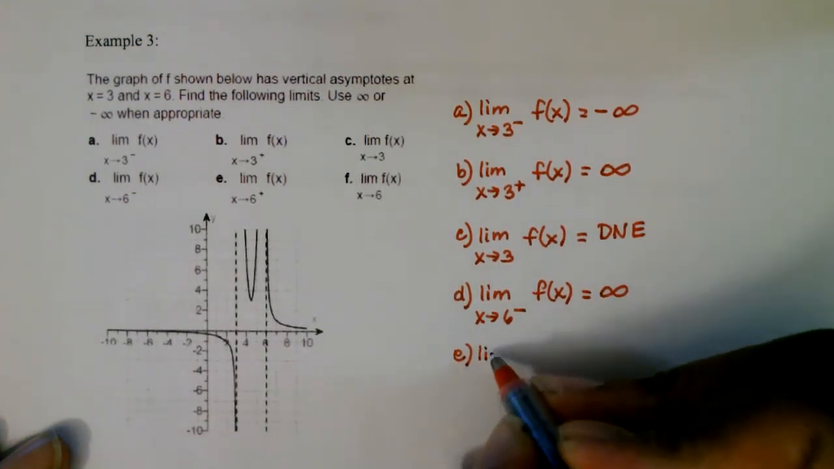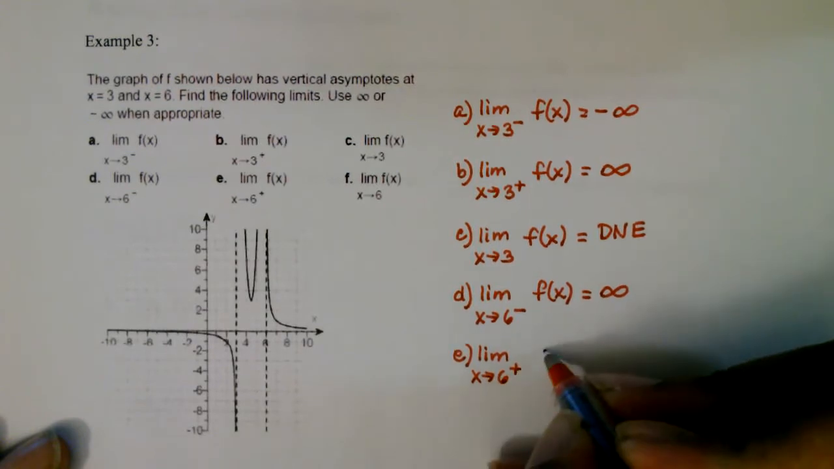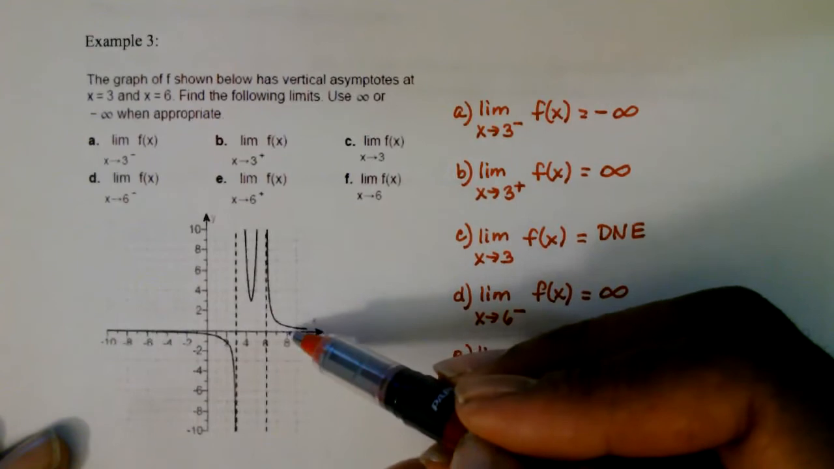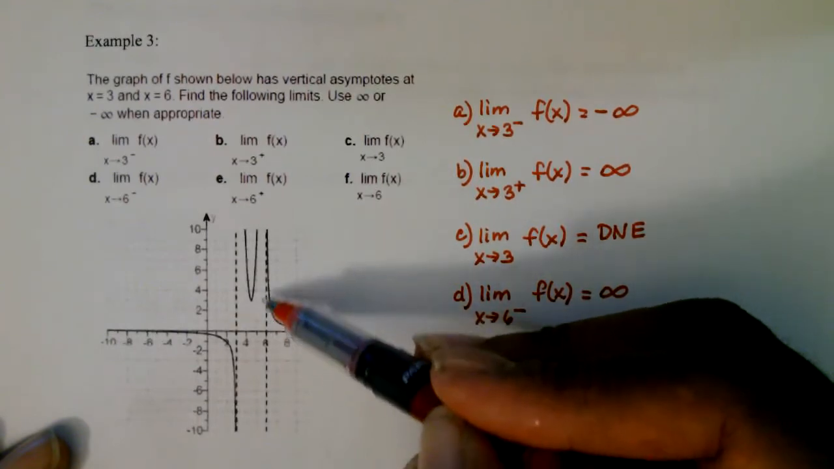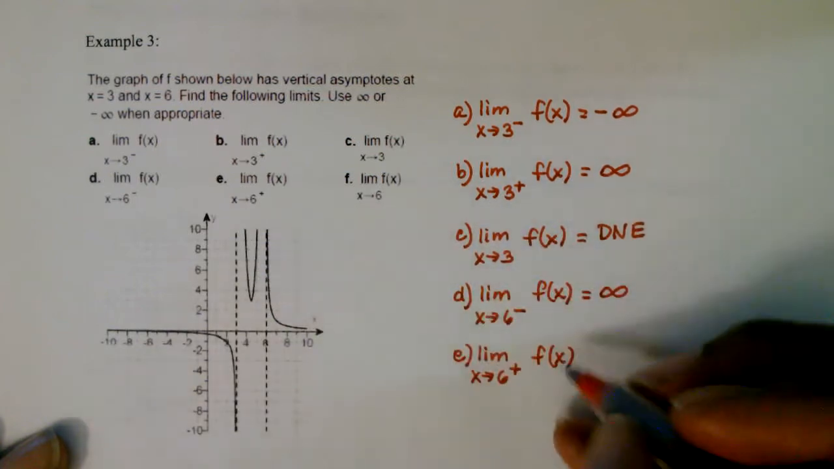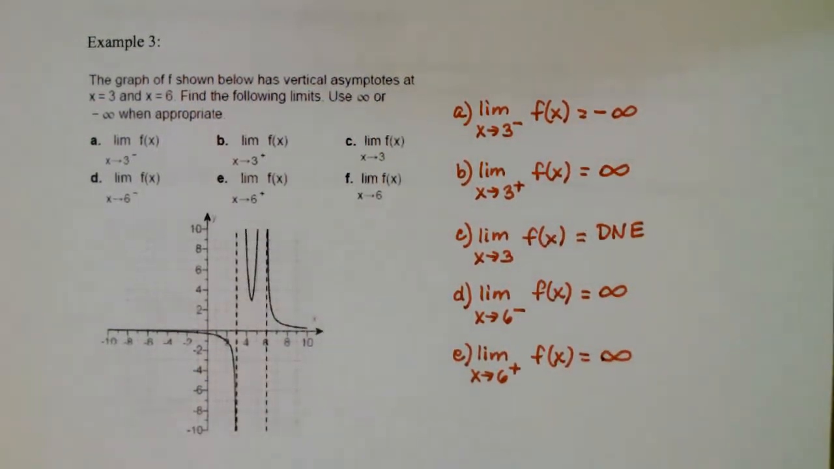Now part E is the limit as x approaches 6 from the right of f of x. But here's 6. Let's look at what's going on to the right of 6. Here it is going upward to positive infinity without end. So the limit as x approaches 6 from the right of the function f of x is infinity.